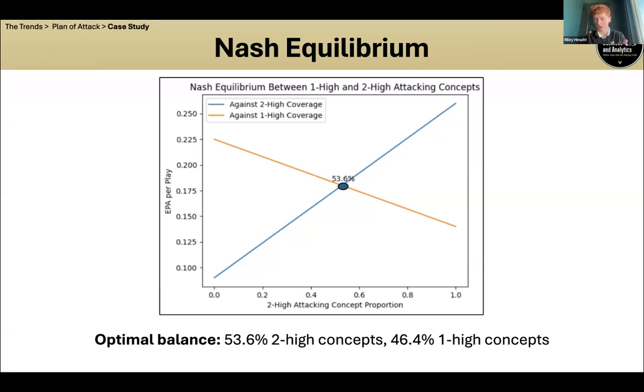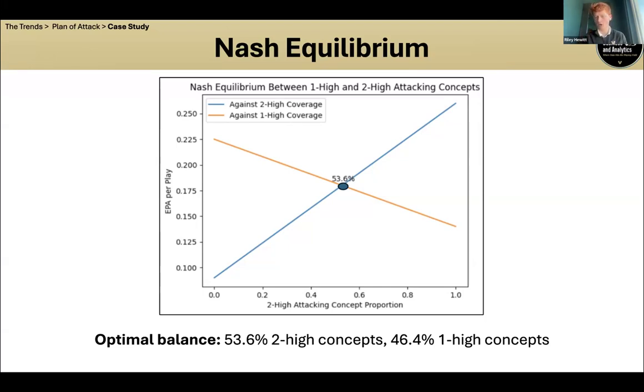So as an offense, we must respond to this by picking the proportion where the lower of those two lines is the highest, has the most EPA per play, and that happens at that equilibrium point where the two lines meet. And at that equilibrium point, what that means is that the defense does not gain a clear advantage by either running a one high coverage against us or a two high coverage against us. In this case, in order for us to stay unpredictable and maximize our expected EPA per play as an offense, we want to look for that 53.6%, 46.4% breakdown between two high concepts and one high concepts.